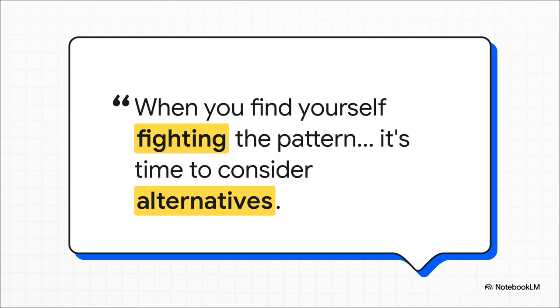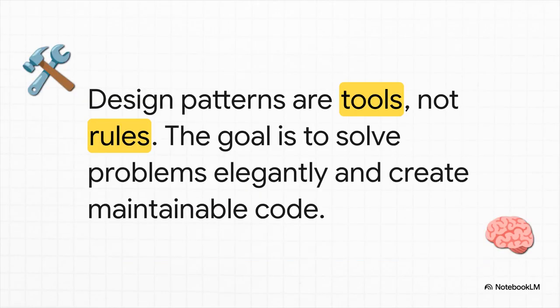And then, during the Q&A, someone asked the perfect question. When should you just not use a singleton at all? And his answer was so powerful. He said, when you find yourself fighting the pattern, it's time to consider alternatives. Basically, if making the pattern work is harder than solving the actual problem, you're probably using the wrong tool. And that really was his biggest takeaway. The whole point isn't just to use a pattern because it's in a book and you know its name. The real goal is to solve problems well, to create code that's clean, that's testable, and that someone else can actually maintain down the road.